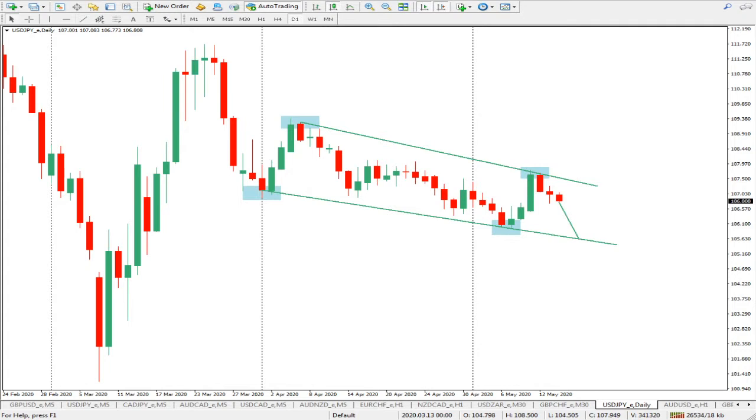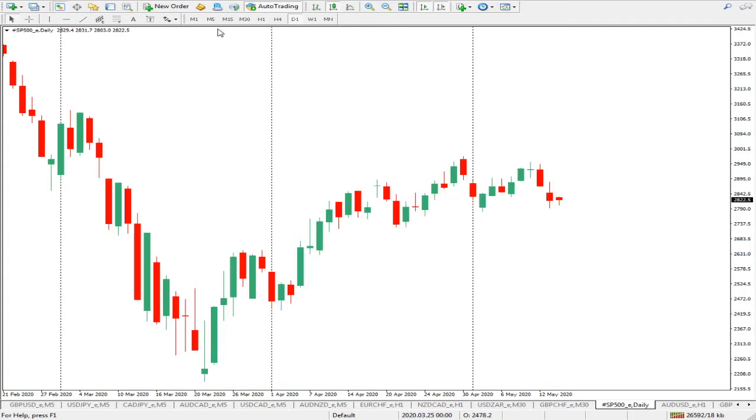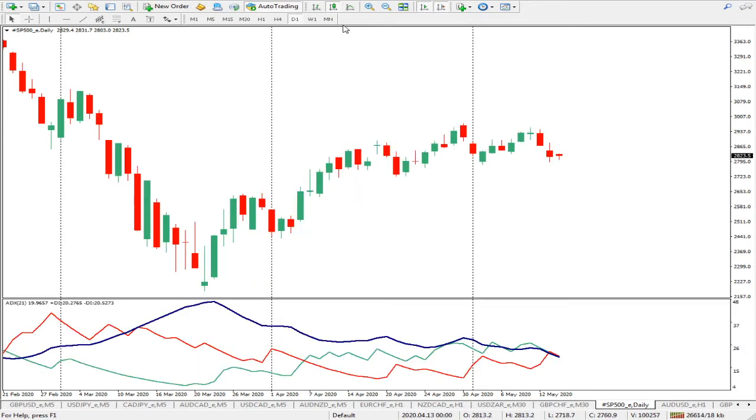So if you're on this chart now, so far this has been downwards, but overall the trend is upwards. So we'll attach an indicator on this chart. We'll attach the average directional movement index. So this is pointing upwards.